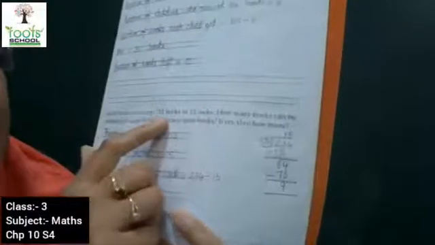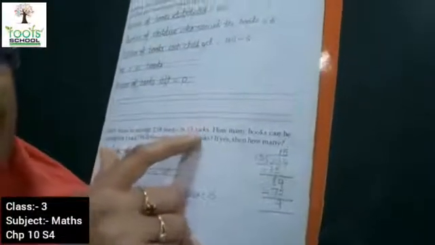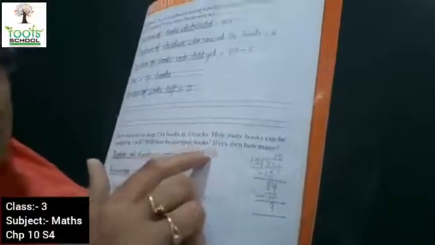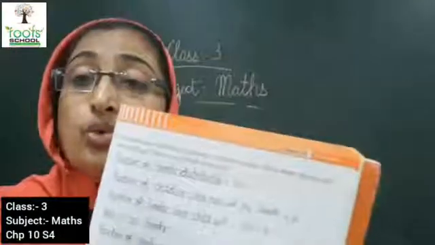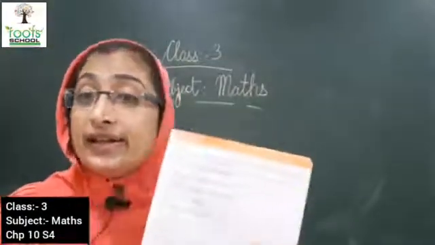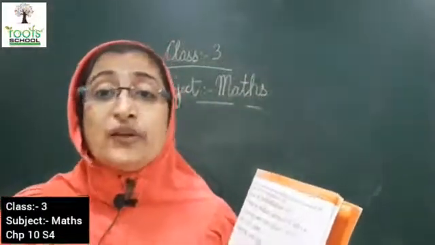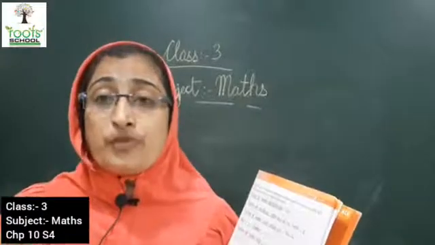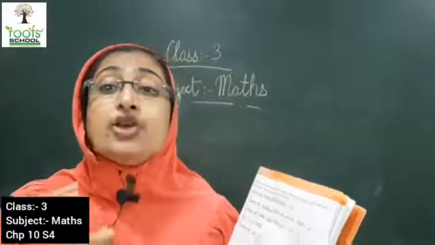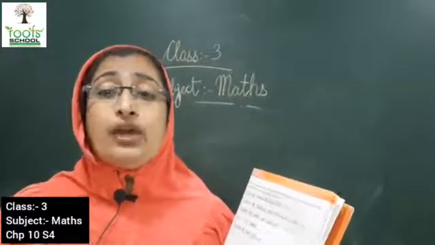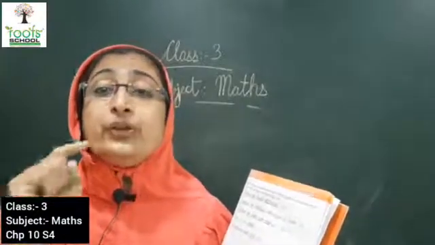Shelly wants to arrange 234 books in 15 racks. How many books can be arranged in one rack? Will there be any spare books? If yes, then how many? Now Shelly wants to arrange books in a rack. There are how many racks? There are total 15 racks, and total number of books which she is going to arrange is 234. Now you have to divide 234 by 15.